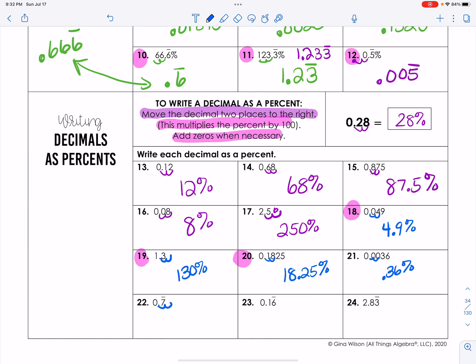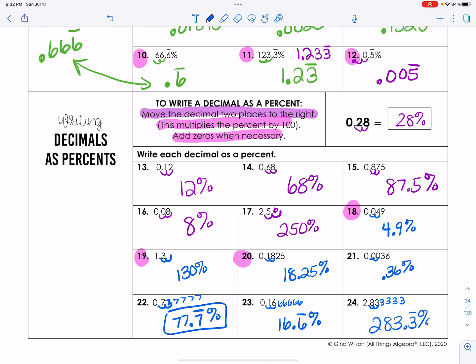Okay, so if I move this 2 places, that's going to have a 7 there because it's a 7 repeating, right? So it's going to be 77.7 repeating percent. That's kind of a tricky one. Same thing here. If you need to write these 6s to help you see it, move it 2 places and it's 16.6 repeating percent. So if you need to write some 3s to help you see it, 283.3%. So that's changing from a fraction to a decimal, from a decimal to a percentage and a percentage to a decimal.